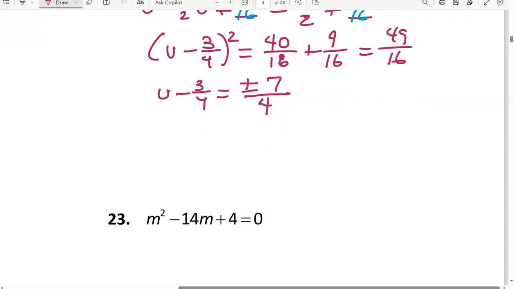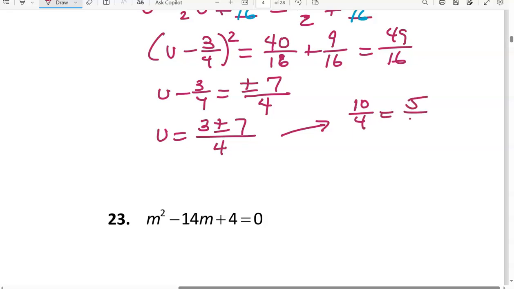So now what we can do is add that 3/4 to both sides, and we can combine the fractions here. So we've got positive 3 plus or minus 7, all over 4. And I wrote square root of 7, but what I meant was 7. Don't leave your answer like that. We can actually do the combination of like terms here. 3 plus 7 is 10. 10/4 is 5 halves. 3 minus 7 is negative 4. Negative 4/4 is negative 1, so we get two solutions, negative 1 and 5 halves.